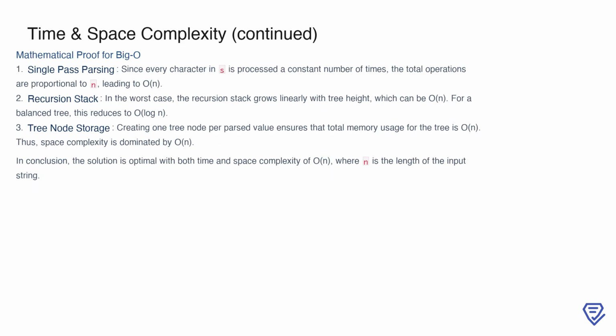Finally, the mathematical proof for the big O complexities reinforces why this solution is optimal. Each character in the string is processed a constant number of times during parsing, ensuring time complexity is proportional to the length of the string, or O(n).